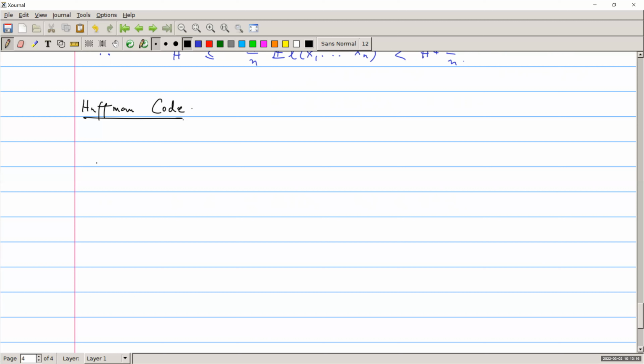So here, let's take 4 or 5 probabilities. For the Huffman code, we first arrange the probabilities in descending order. Let us say that the probabilities are 0.75, 0.4, 0.3.